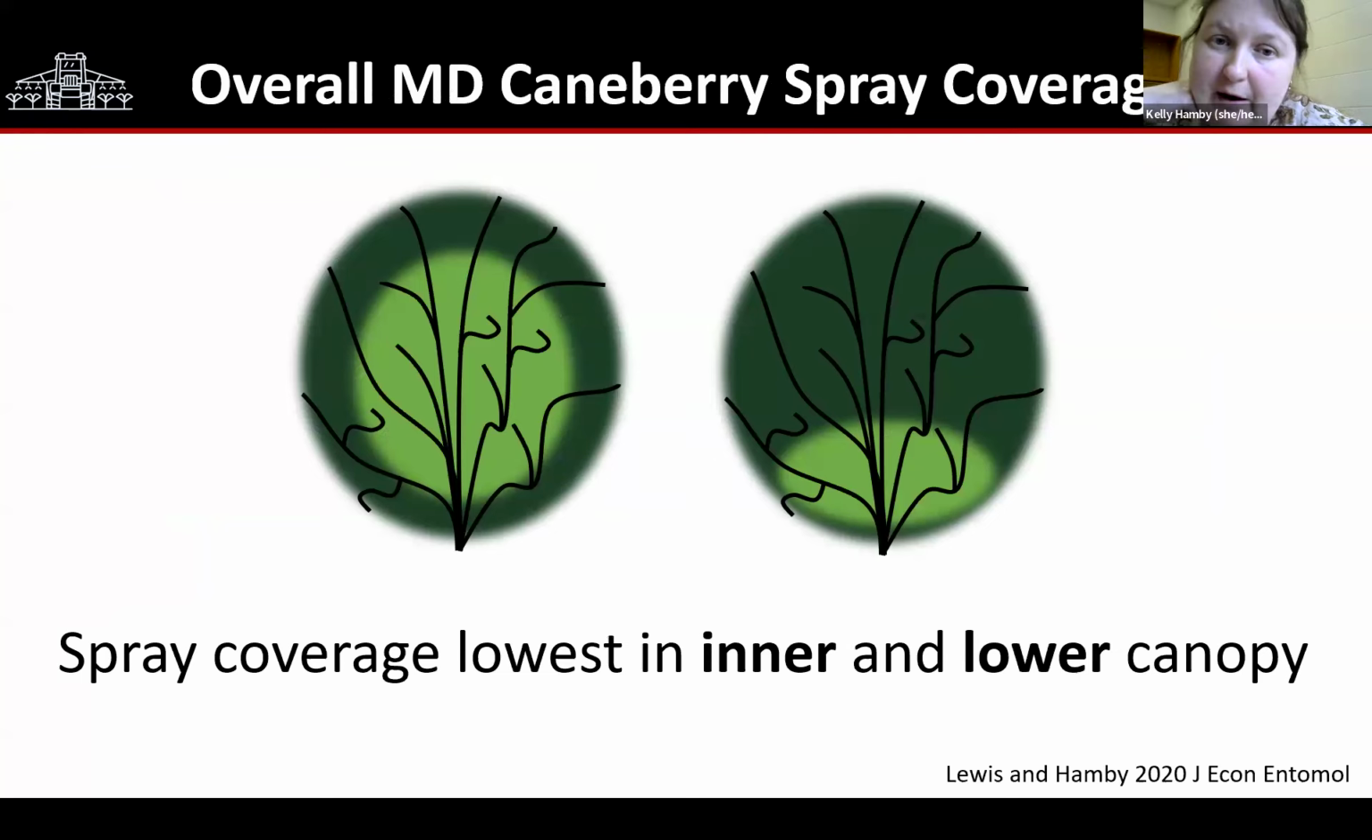In doing this, what we found overall across all of these different sites is that the spray coverage is really lowest in the inner canopy and the lower canopy. So that's where spotted wing Drosophila likes to hang out. So that's not really good news.